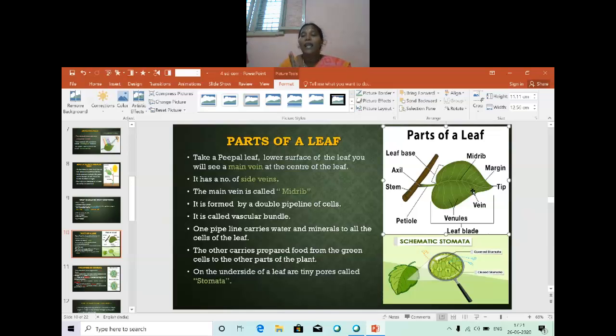These stomata help the plant to release the excess amount of water as water vapor into the atmosphere. This is the structure of a leaf.